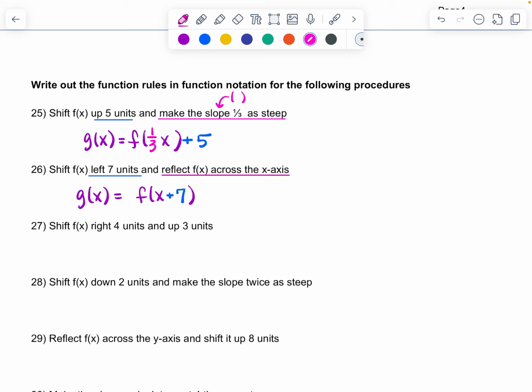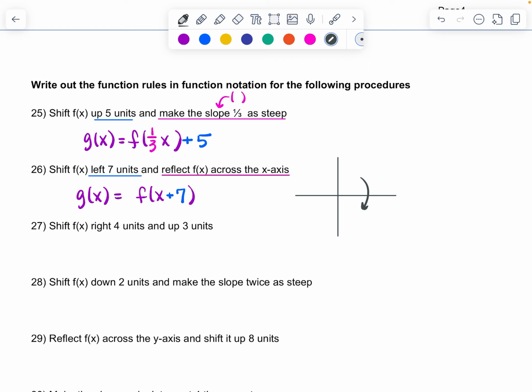Then I want to reflect across the x-axis, which means we're negating the y's. Right? If you are reflecting across the x-axis, then it's the y's that are being negated. Again, we talked about this in class. Sorry, I'm going to just explain this again really quick.